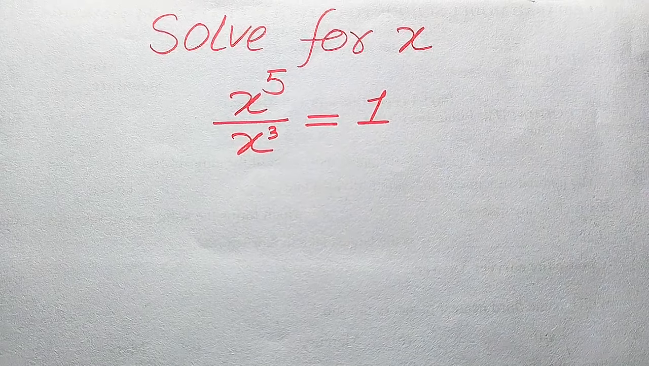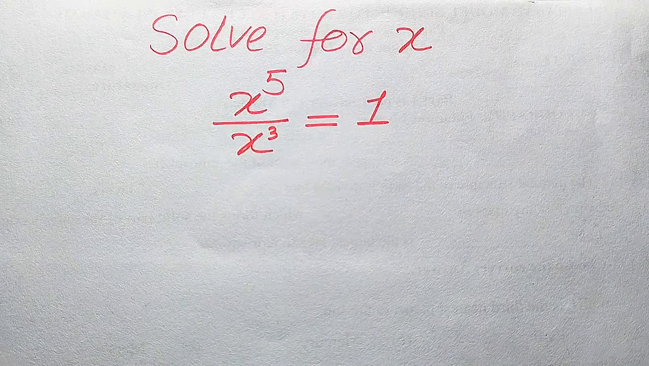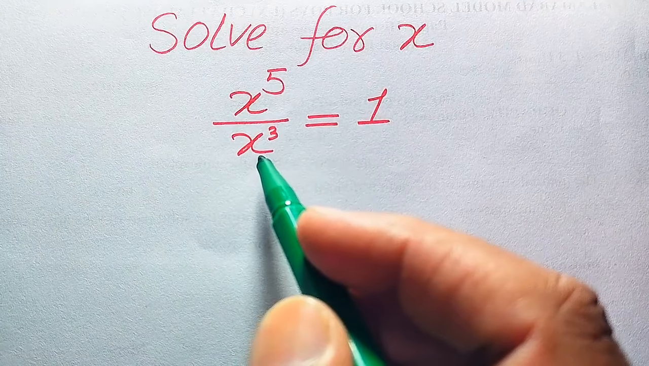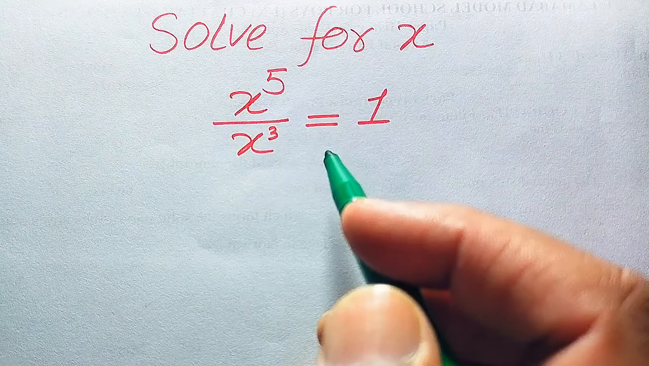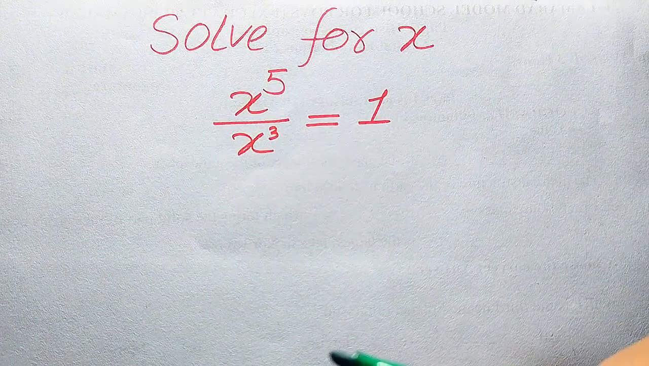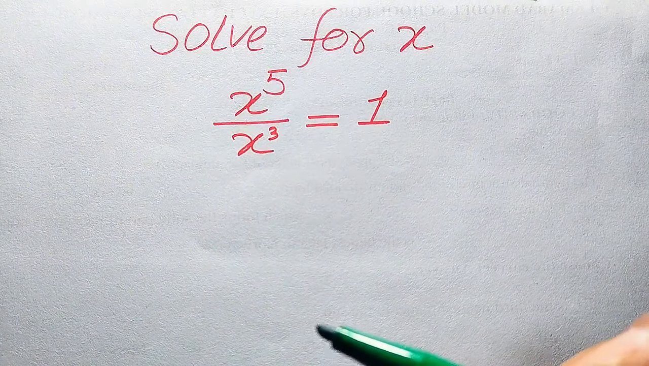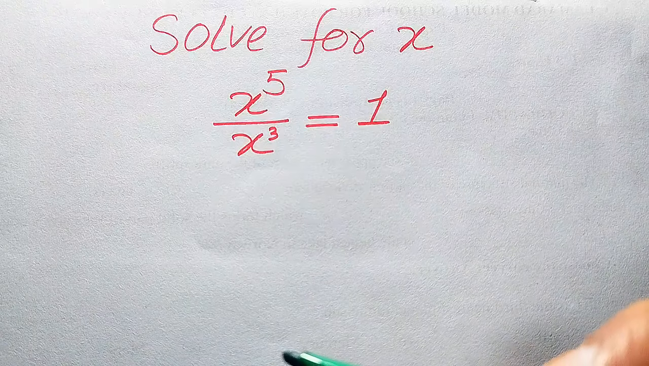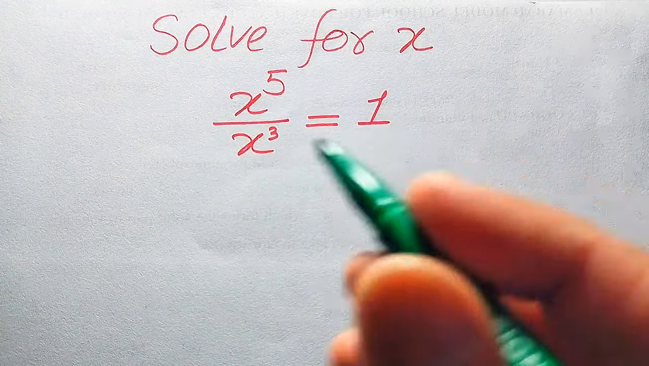Hello everyone, how to solve this problem for the values of x if we have x to the power of 5 divided by x cubed equals 1, and we solve this problem for all the values of x. So here first we need to find all the roots of this equation, and at the last we will verify which of the roots are solutions and which of the roots are extraneous roots.